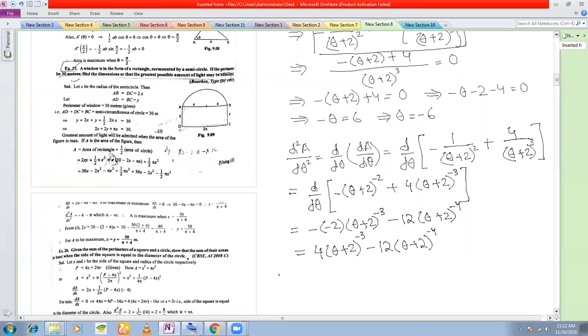Now what was the value here at theta is equal to minus 6? What is the value of d2A by d theta 2? Put it in this expression. 2 times minus 6 plus 2 to the power of minus 3 minus 12 into minus 6 plus 2 to the power of minus 4. Is this positive or negative?